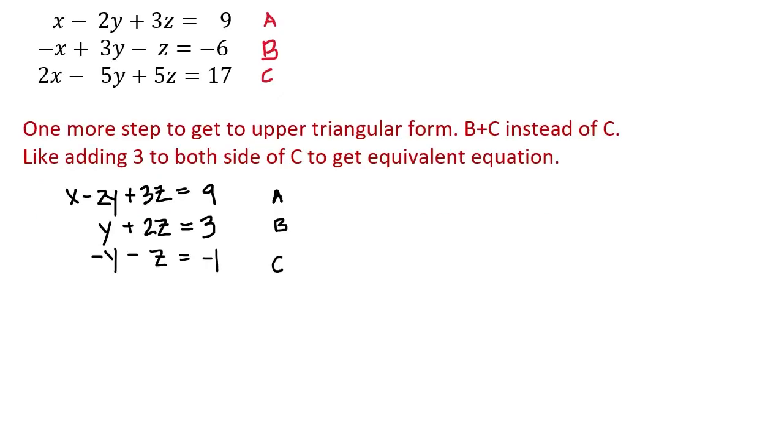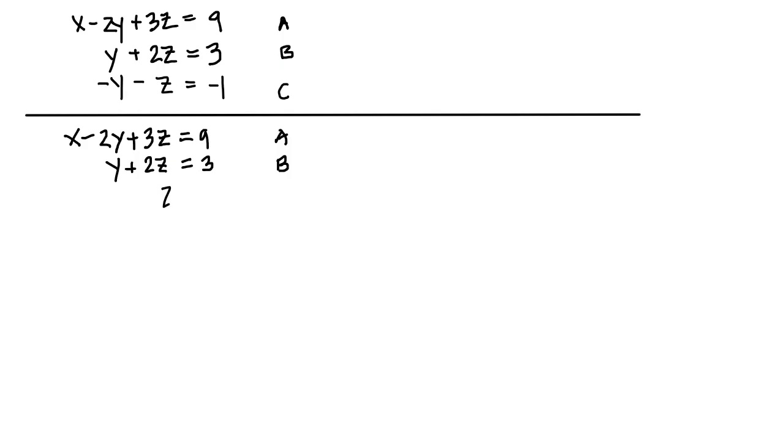So we've almost changed the original 3x3 system into triangular form. There's one more step. We'll add b and c together. That's like adding 3 to both sides of c, and we will get an equivalent equation. So that gives me z equals 2. And there we can see the triangular form.